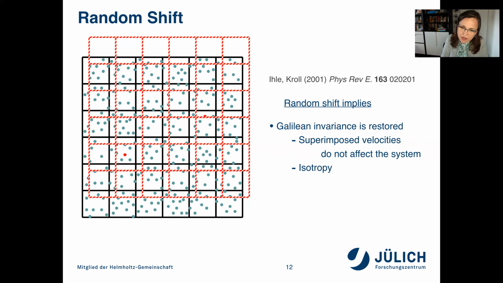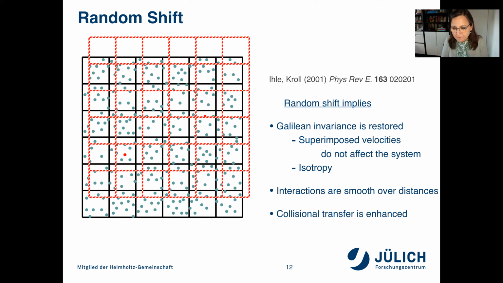And it has more consequences. One of them is that the interactions are smooth over distances, namely, each particle has a probability of interacting with a particle close to it, which is inversely proportional to the distance. So if 2 particles are very close, it's very likely that they will interact, and not that the grid will be exactly between them. So it's proportional to their distance.